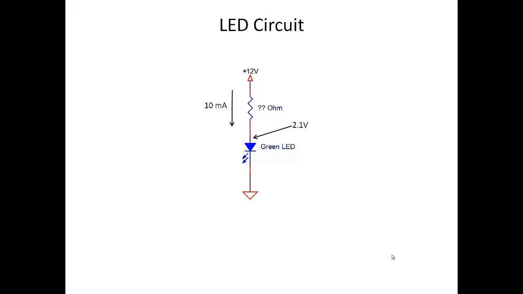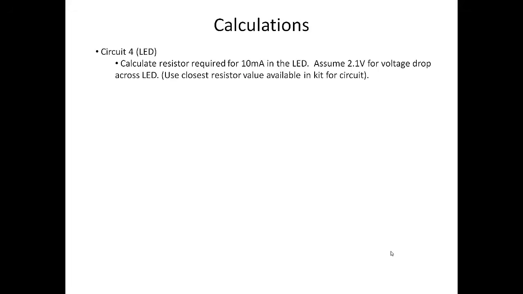Before you build the LED circuit, calculate the value of the resistor that you would need for 10 milliamps to flow through the LED. Use Ohm's law to do the calculation. Assume that the voltage drop across the LED is 2.1 volts. Once you have come up with a resistor value, build the circuit with the meter in series between the resistor and the LED and measure the LED current. Record the resistor value and your measured current in the results table for the laboratory.